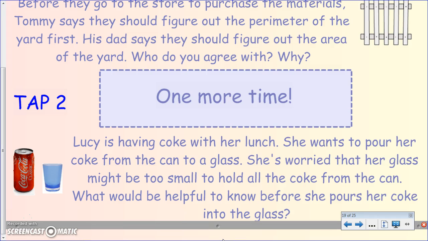So if you selected that Lucy needs to know the volume of her glass, you are correct. She needs to know how much soda it can hold before she pours it in so it doesn't spill over the edge. Once you've completed your worksheet, make sure you glue it into your math notebook so it is there as a reference for you.